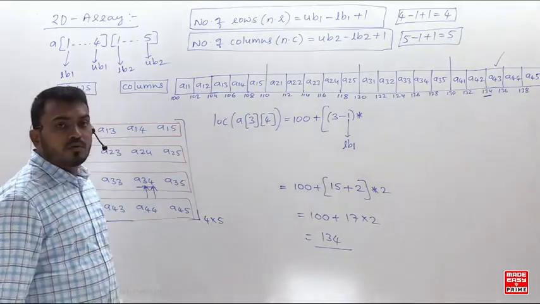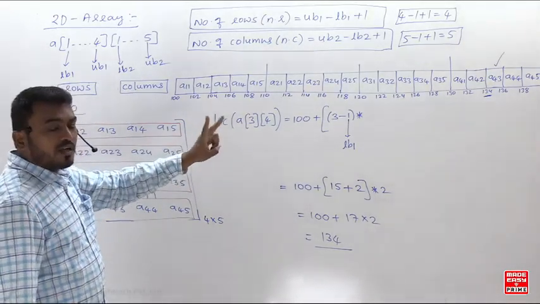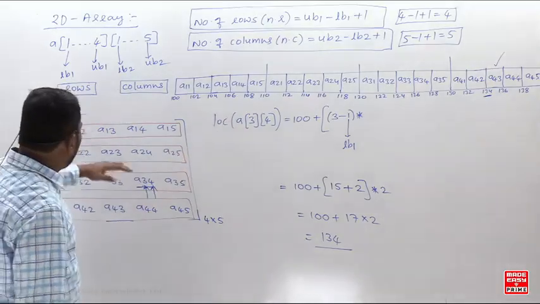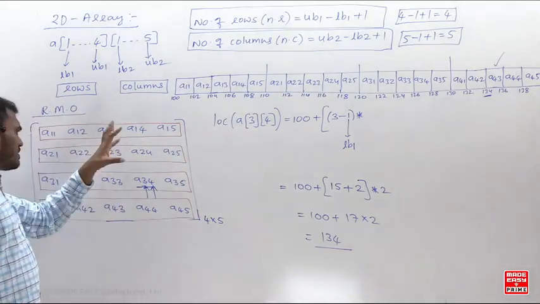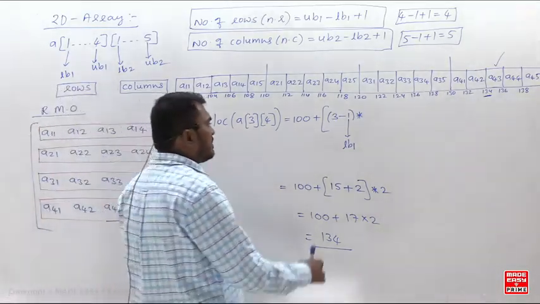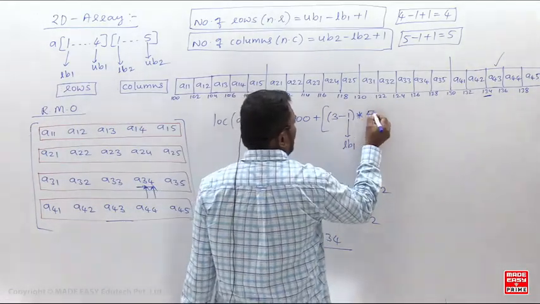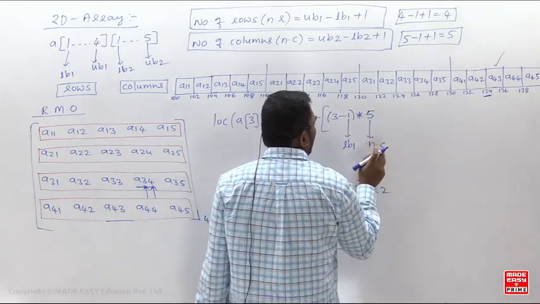Rows की बात करता हूं तो lower bound 1. So that many rows, that is 2 rows. 3 minus 1 rows means 2 rows. Look here, 2 rows you have to completely cross. And next, every row is having how many elements? 5 elements. What is this 5? Number of columns.